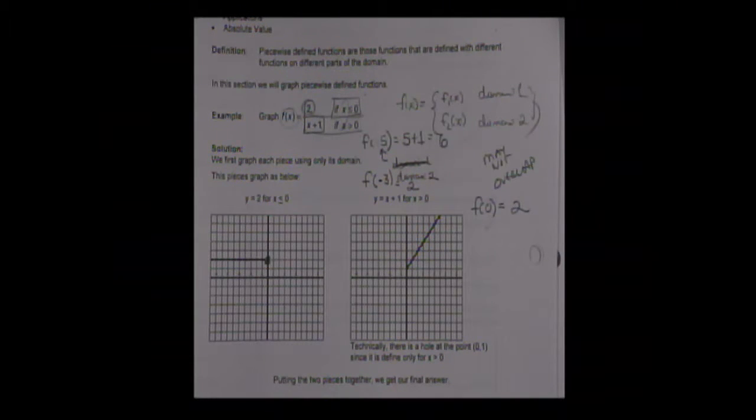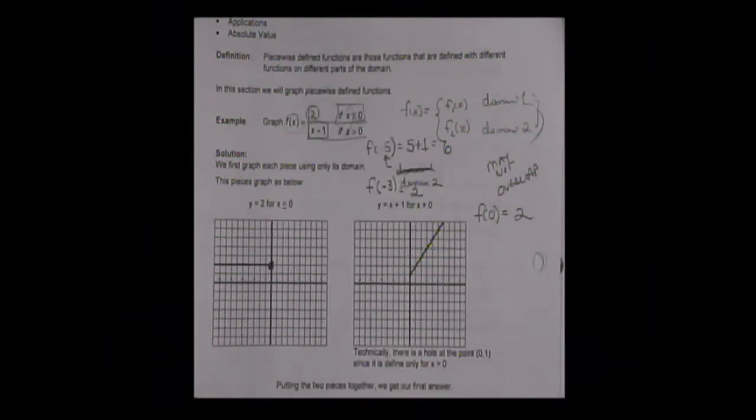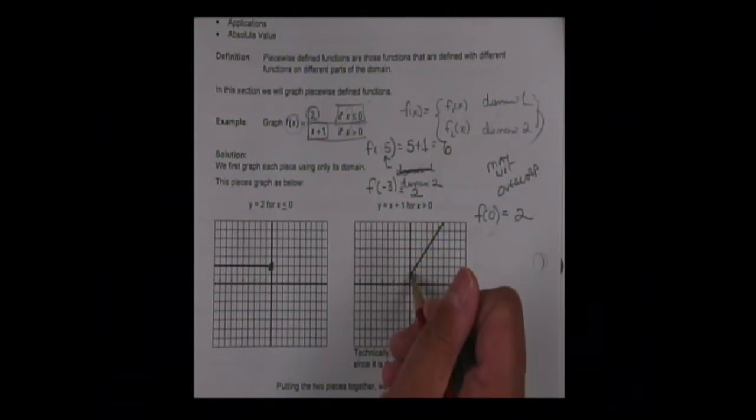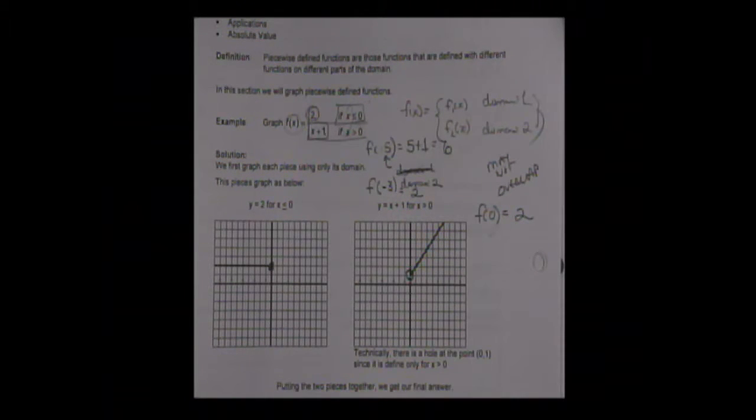Now the neat part is you could do that on your calculator, right? You could put y1 equals 2 in your calculator. You just need to realize when you translate that to a piece of paper that we don't want the part that's to the right of the y-axis. Then we do the same thing for x plus 1. So we do y equals x plus 1, and this time it's greater than 0. And technically, because I don't have equality, that second piece has an open circle.